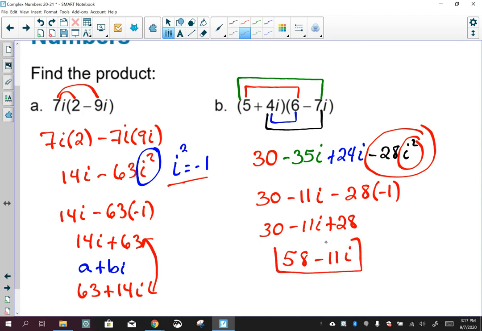And then I am done. Okay. So when you're multiplying these, remember you can't have i and i squared all together. You have to get rid of that i squared. You have to simplify this down as best as you possibly can. That's the whole goal, because remember, you can only have a number and an i. Those are the only two things that you can have.